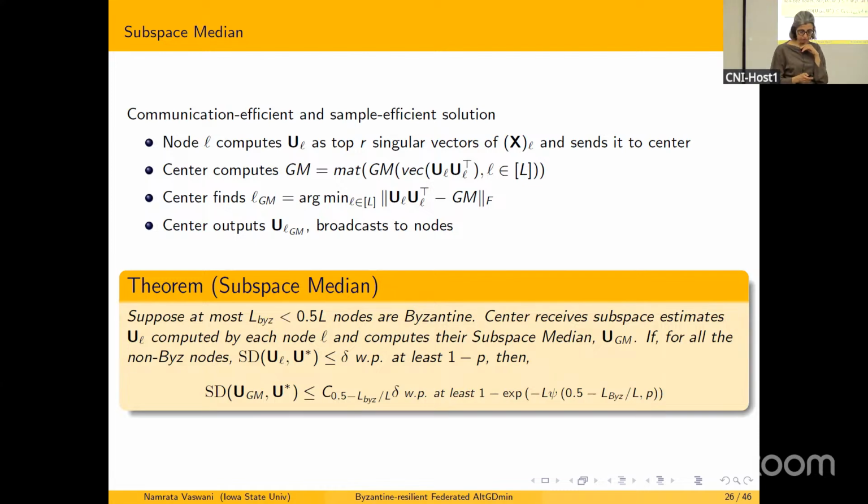And then what you can prove about subspace median is very similar to what you can prove about geometric median, which is if you have less than half bad nodes, and if for the good nodes UL is delta close to U star, then UGM will also be C times delta close to U star with high probability. And actually if you could compute the GM exactly, the probability of this happening actually improves from 1 minus P.